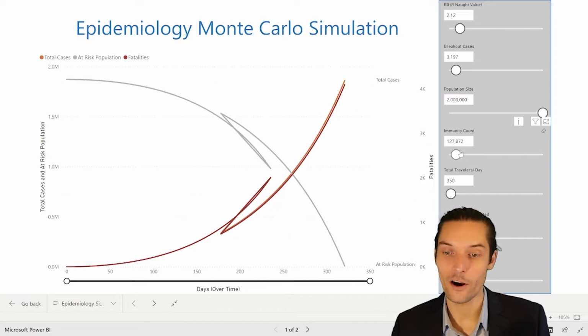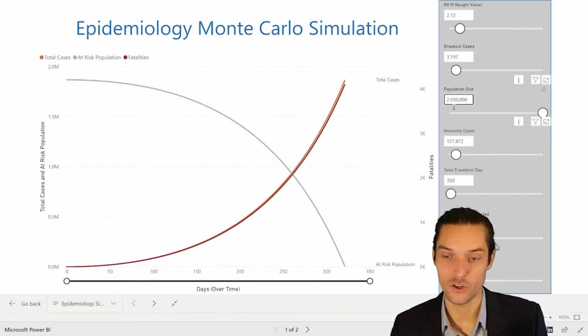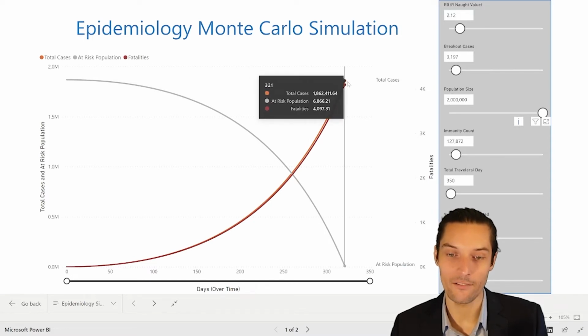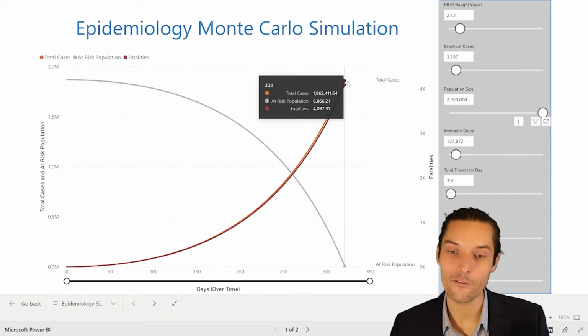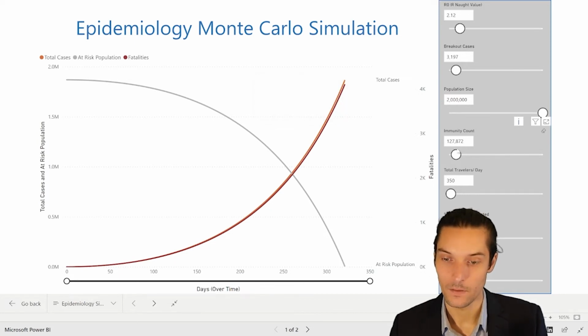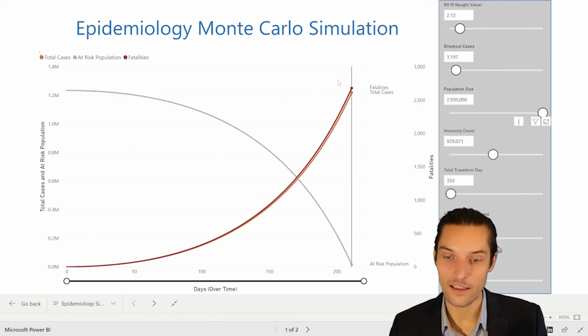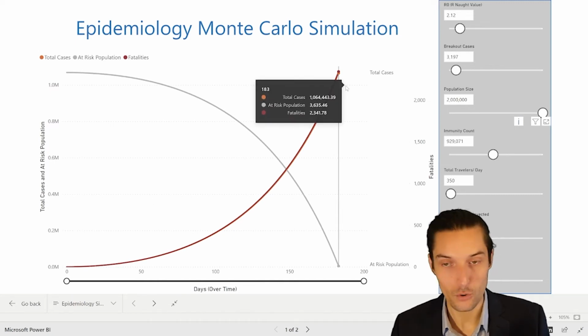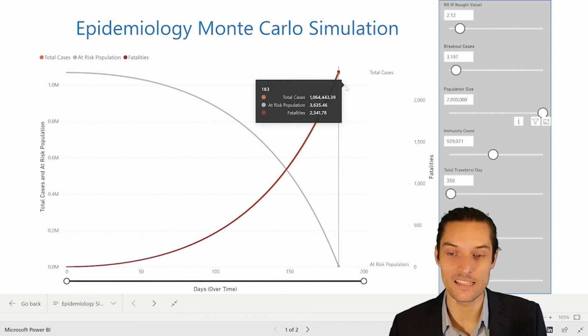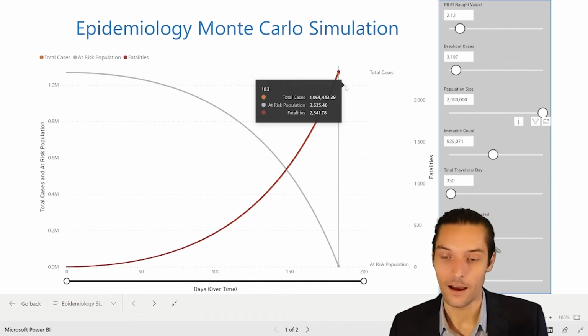So for example, if we have our immunity count for a population size of 2 million at, let's say, 100,000, what that means is that you're going to have the total number of cases at the end of your pandemic equal to 1.8 million, and you'll have about 4,000 fatalities. But if you increase your immunity count to, let's say, 1 million out of the 2 million, what that means is that you're going to now have fatalities of 2,000 people. So that's less fatalities if you have a higher immunity count.